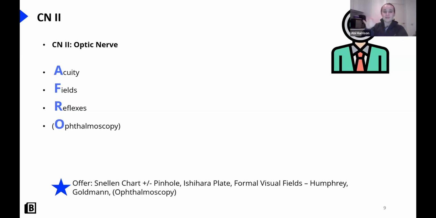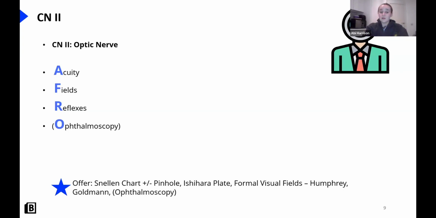The other parts of your cranial nerve exam, which are more specific, so not your gross screening, is your acuity, your fields, your reflexes, and ophthalmoscopy. So those 4 components form a nice mnemonic, which is AFRO, 3 of which you will definitely be expected to test in an OSCE. Ophthalmoscopy, I think, is less likely, but you should definitely offer it.